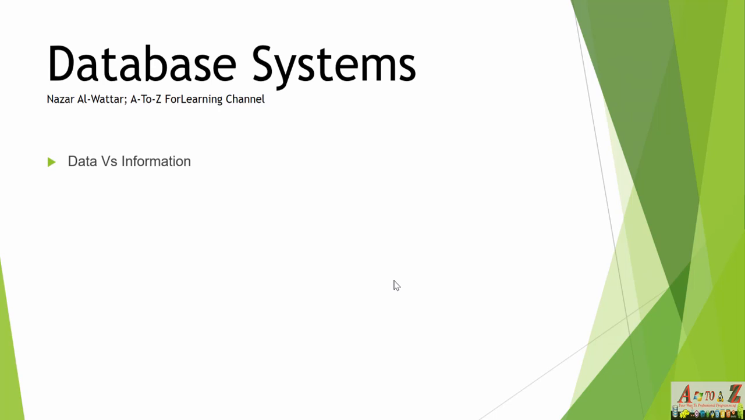So we will move forward to the next step. We will process this data. Then we will get the information. So information is processed data. We will do some processing steps on this data to convert it from data to information. In this way, our data has participated in getting our information.